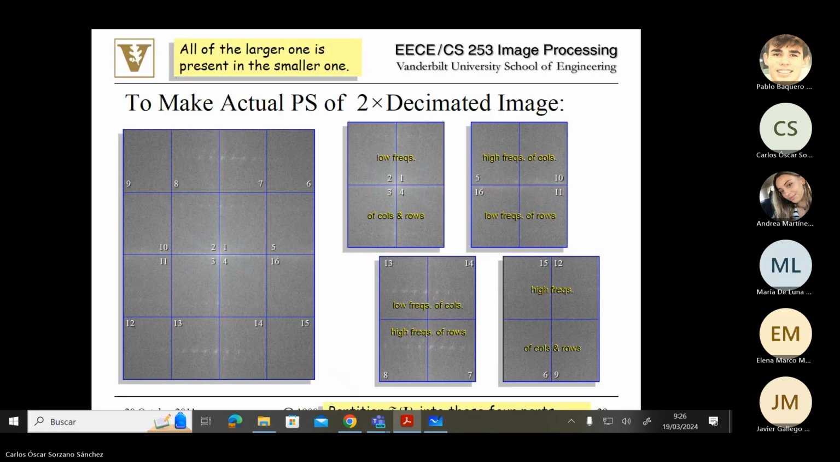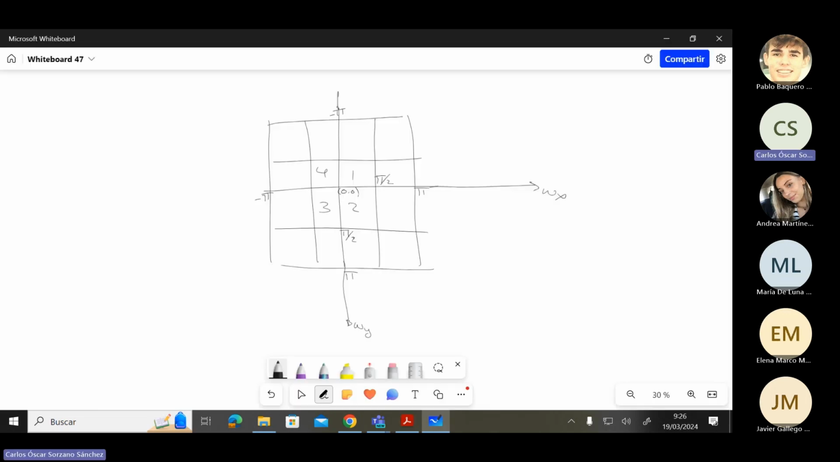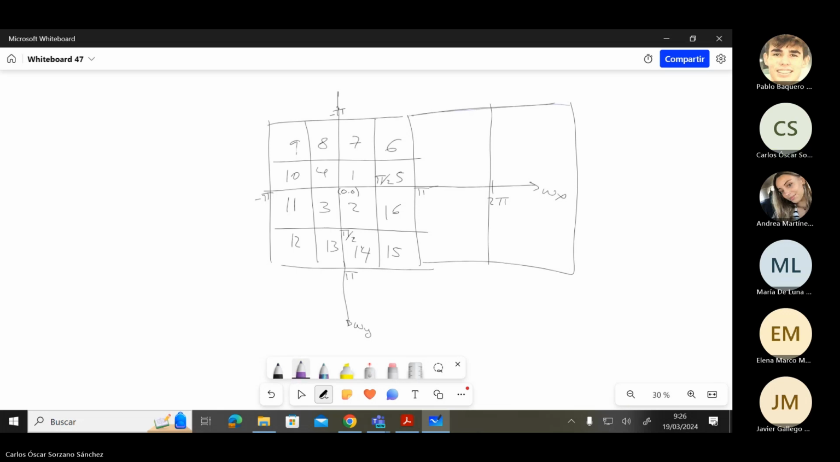Then 5, 6, 7, 8, 9, 10. And here we have another copy, the same layout. Another one with exactly the same layout. Okay.